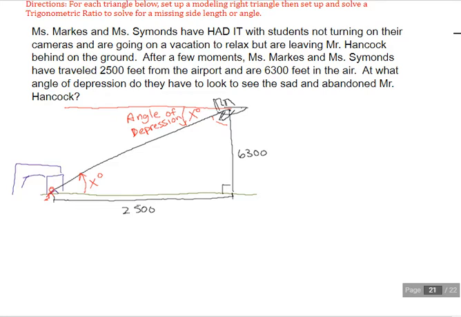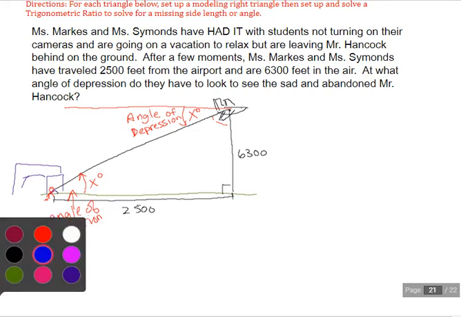But either way, I have an angle I can find. Even though it is the angle of elevation, it's the same as the angle of depression. And so if we find Mr. Hancock's angle of elevation to the plane, it's the same as the angle of depression back down to Mr. Hancock. I think I have a solvable triangle here. All right, so let's do some labeling.